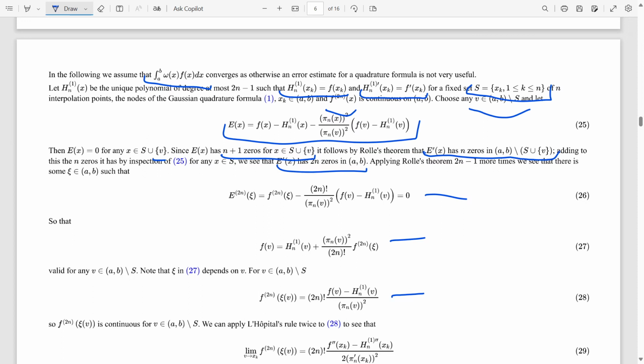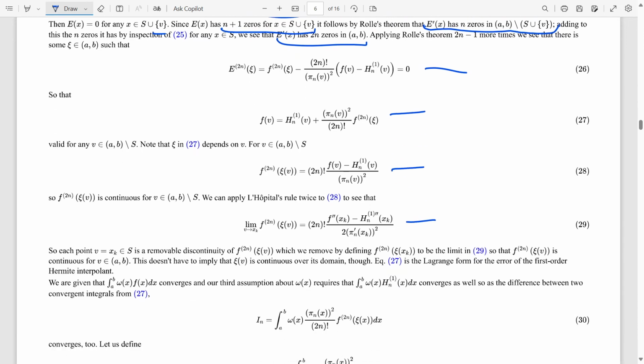we can see it's continuous for v in AB, forget about S, and it reaches a limit as v approaches xk, an element of S. So we can define f2n of xi of xk by this limit, making it continuous for all v in the open interval from a to b.